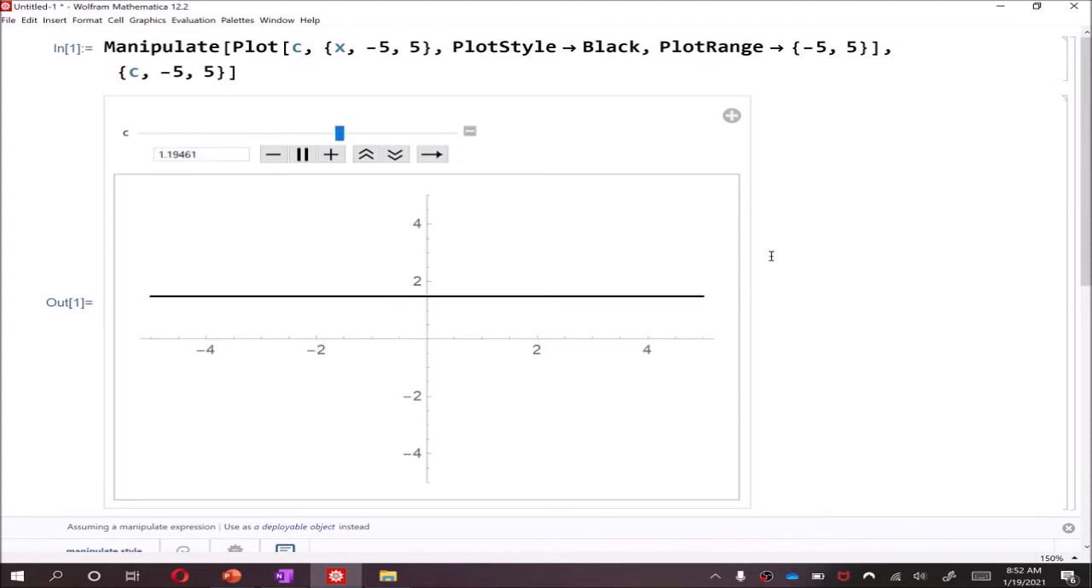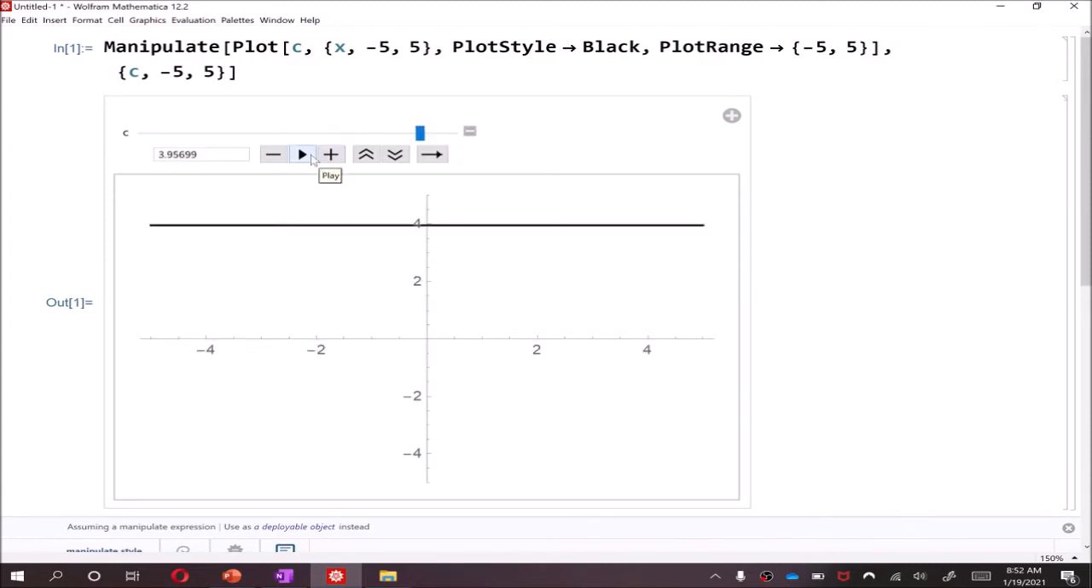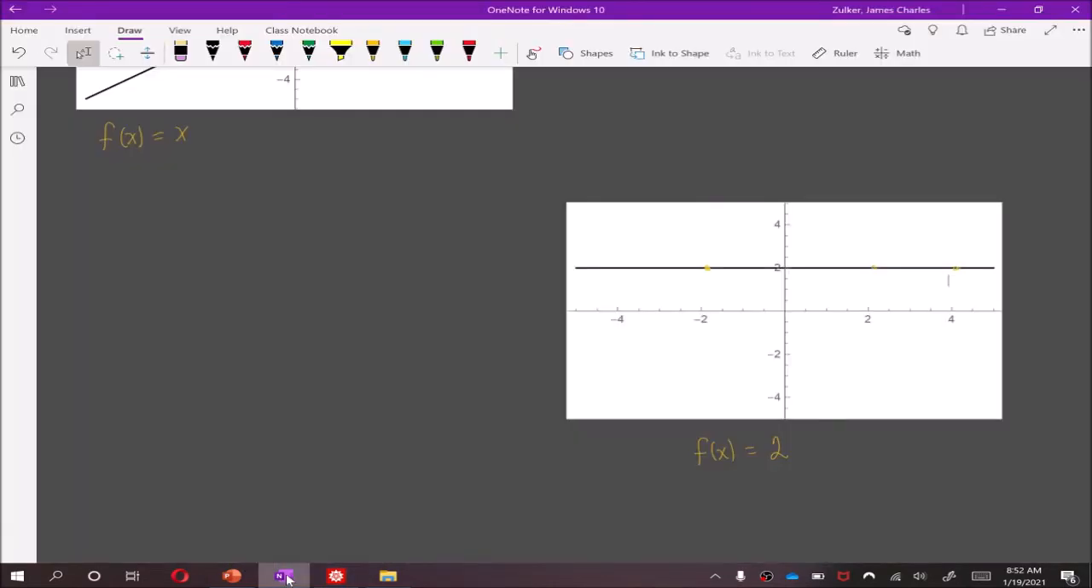Let's randomly pause somewhere. Let's say right here. No matter what we're approaching, this limit will always be this line. In this case, the value 3.95699. So we can generalize that the limit as x approaches a of c will always be c, where c is just some real number.